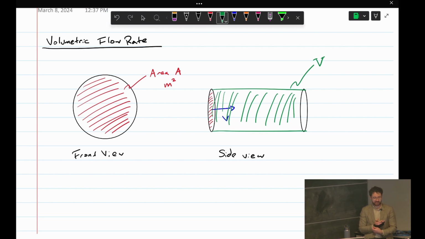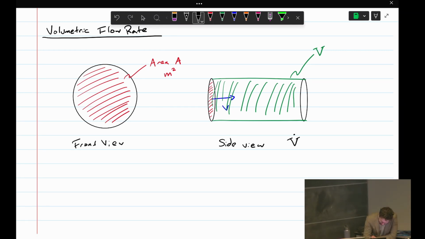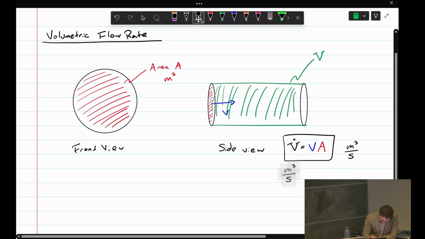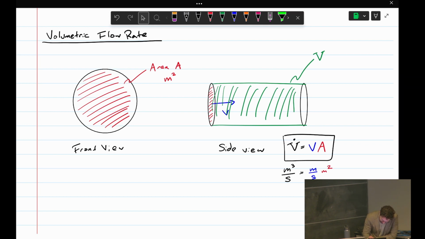So the volumetric flow rate is basically the rate that this volume is being created. So the volumetric flow rate is V dot, and that's equal to that velocity, V, times the area. V dot has units of meters cubed per second. I'll just put this underneath. So meters cubed per second equals meters per second times meters squared. So that's a volumetric flow rate.